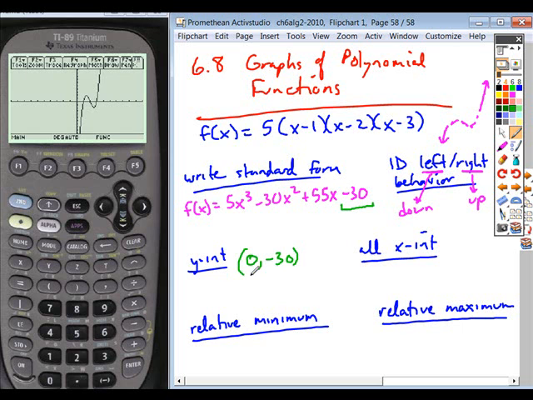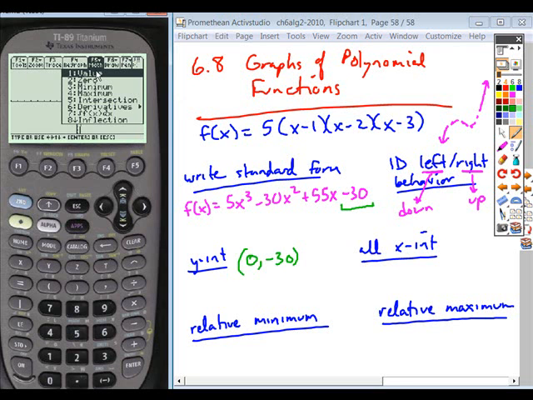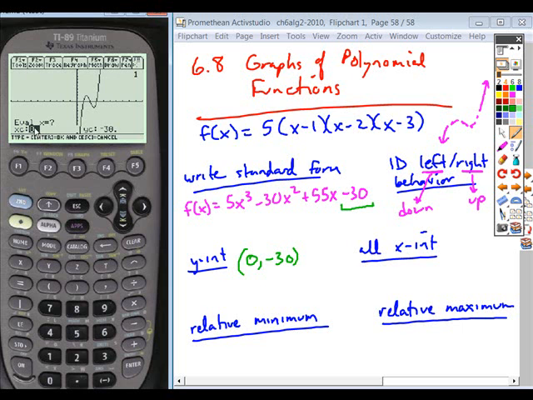Now, if you want to confirm that, if you don't trust that this is correct, what you can do in your graph again is just hit the F5, the math tab, and under value, you can just click, and it's the default one anyway. It comes up as 0, and it shows you when x is 0, y is negative 30. Okay, so it confirms that for you.